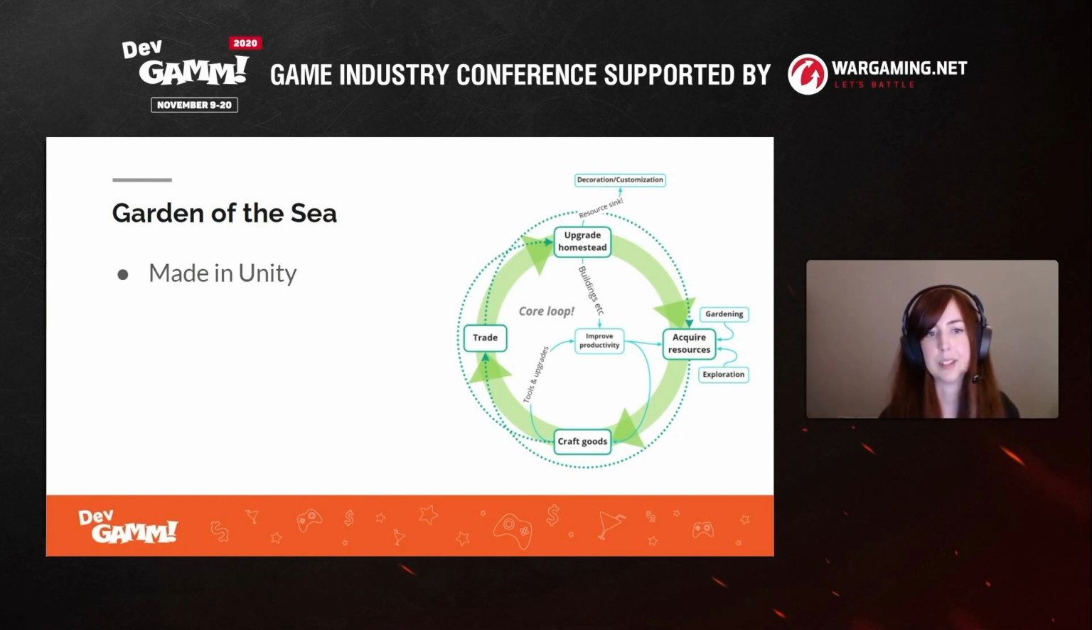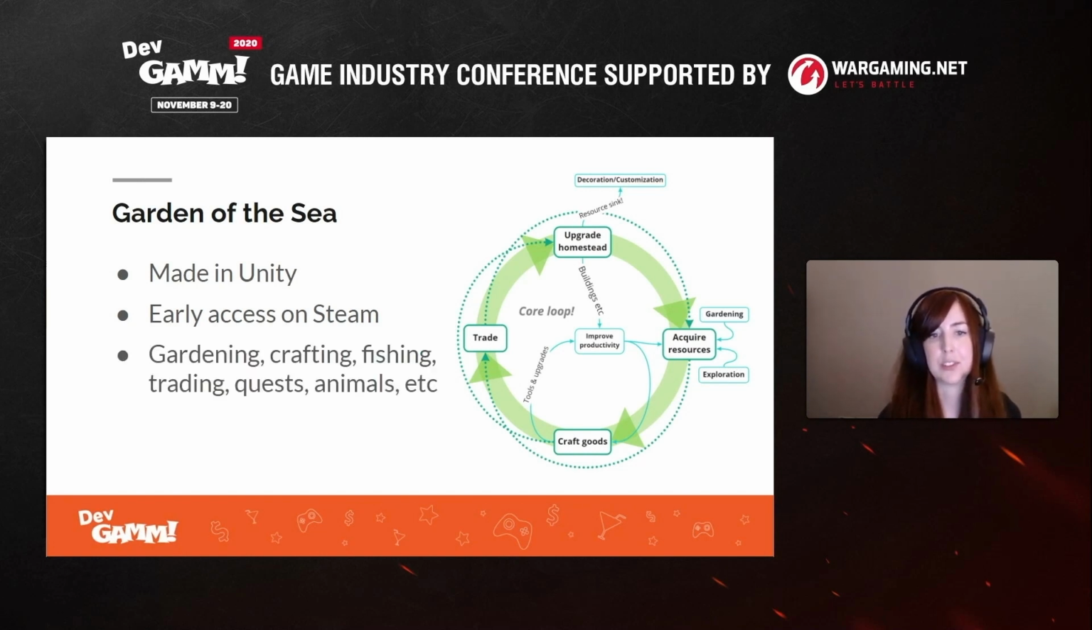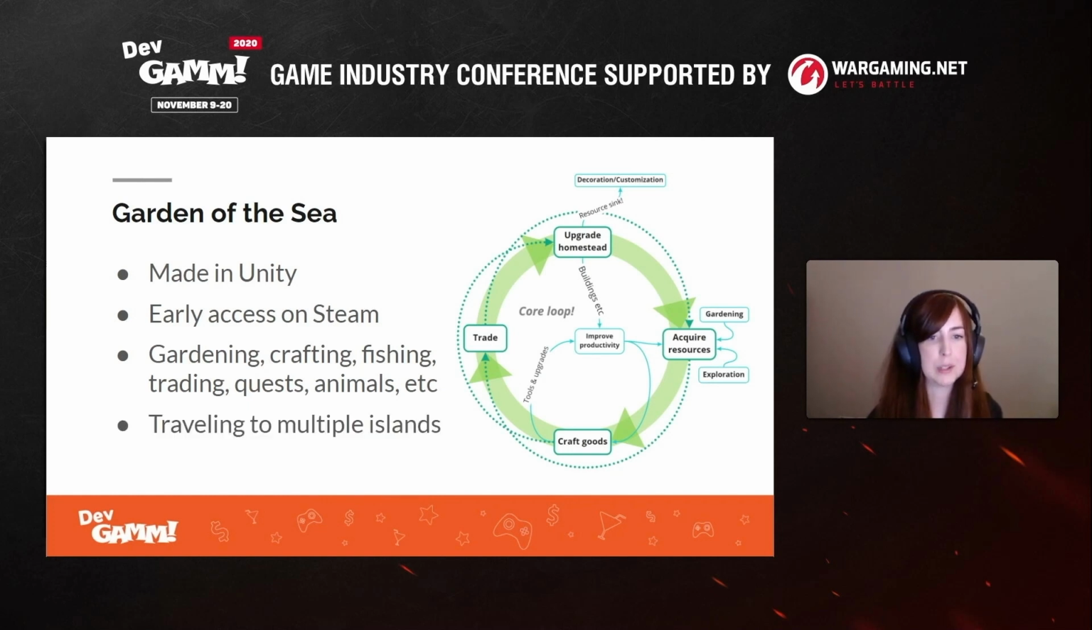Like I said before, Garden of the Sea is made in Unity, and it's currently out in early access on Steam. There are many different things you can do in the game, but I would say that the core loop of the game is about gardening, exploration, and crafting. You start out on an island with just a tent and a few tools, and you need to explore the area to learn how to grow plants and vegetables, craft useful items, and upgrade your tent to a house, among other things. You can also build a boat that can be used to travel to other islands, where you can gather different types of resources.